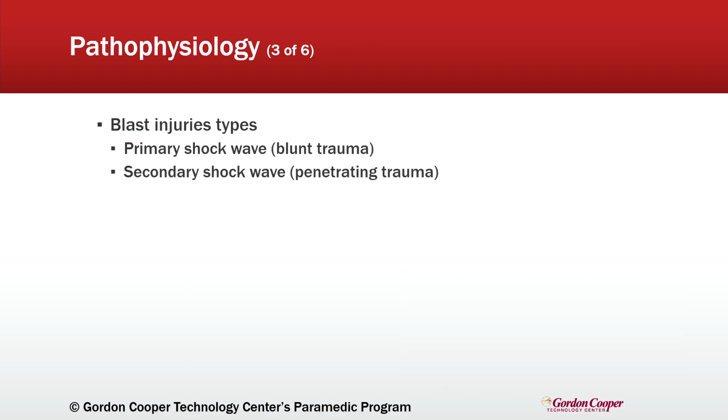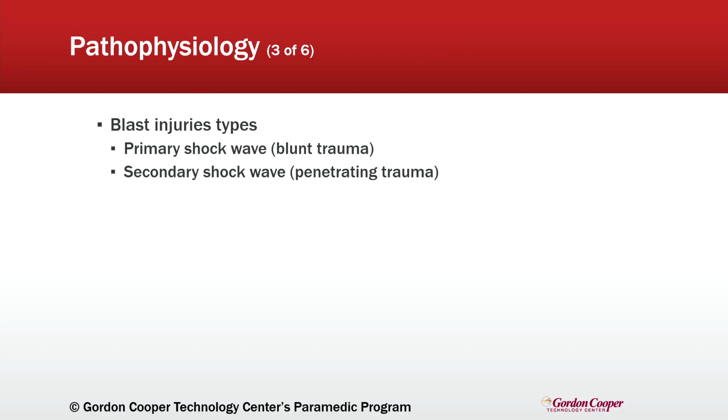So blast injuries. We have a couple of types. These injuries can present as either blunt or penetrating trauma, and that just depends upon the circumstances of the blast. Within that primary shock wave, we primarily see blunt trauma. That phase involves a shock wave that compresses organs, and that's similar to the effects of blunt trauma. The rapid pressure changes that happen can cause significant internal damage.